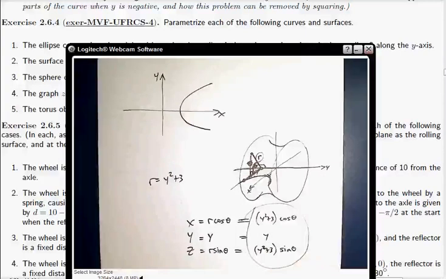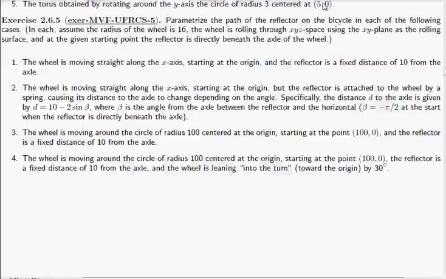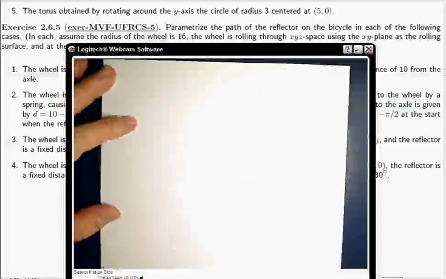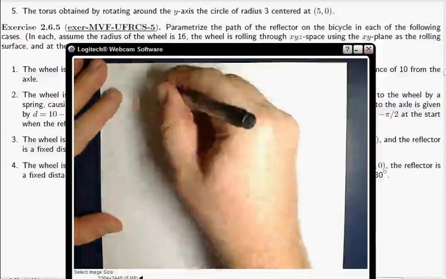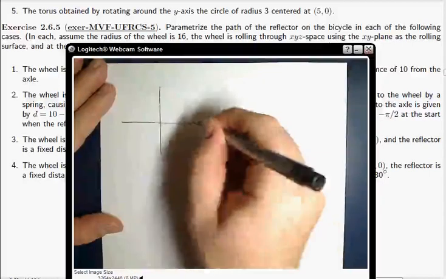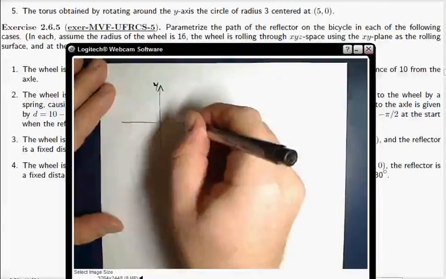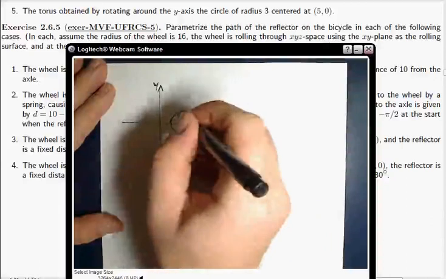So let's do part 5 here. This is another tough one. Torus obtained by rotating, okay, picture. We're going to rotate around the y-axis the circle of radius 3, centered at 5, 0. I've got to write this down as we go. So there's 5, 0. Here's a circle of radius 3. I'm going to rotate that around the y-axis.